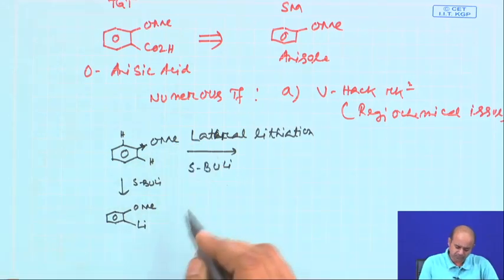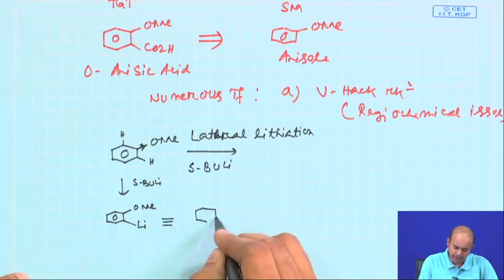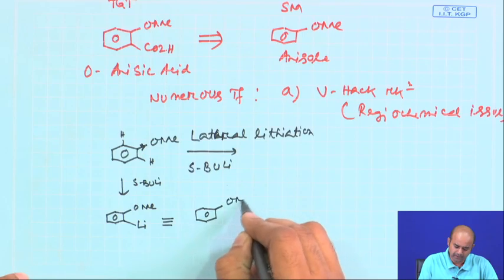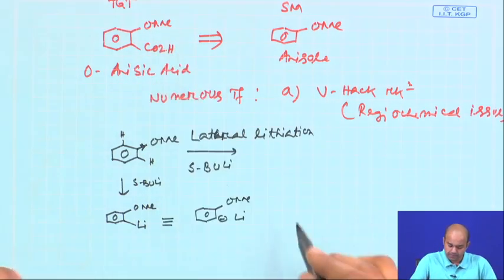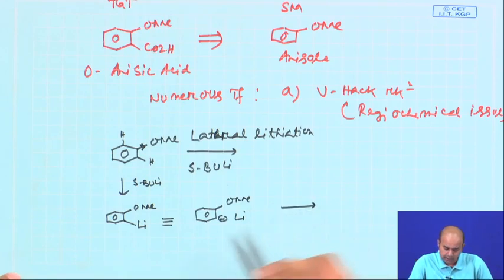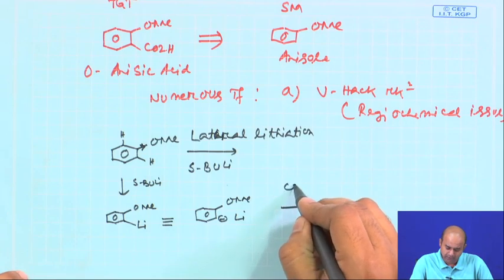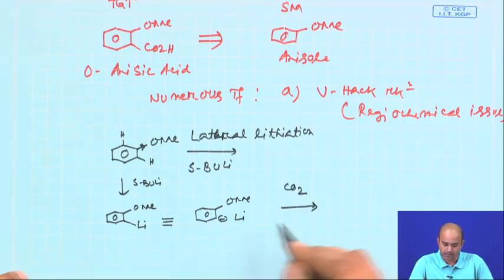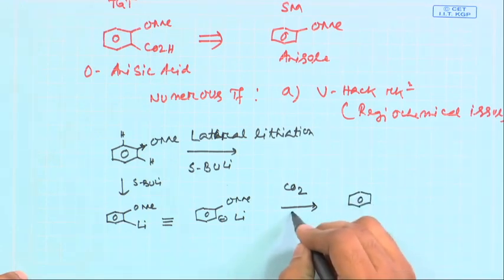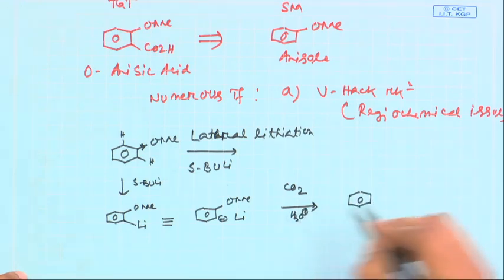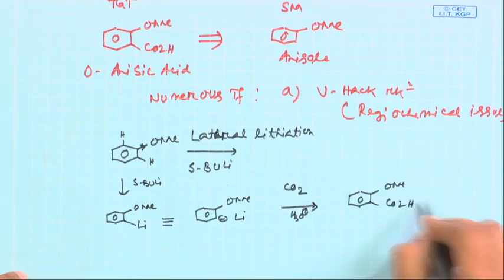Now, this compound you can simply write as this carbanion minus and lithium plus. Depending on the target which was given to you, you can now quench it with different electrophiles. For this case, in our parent case, we will be treating this compound with carbon dioxide as an electrophile, and after the usual acidic workup, you will get anisic acid as the main product.